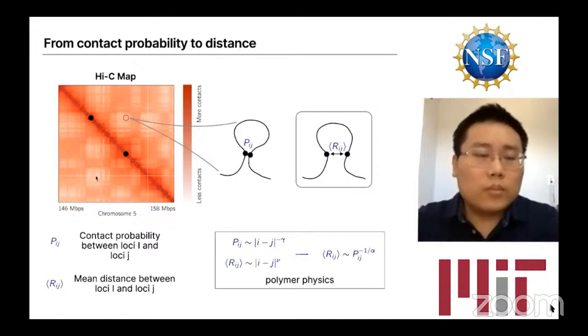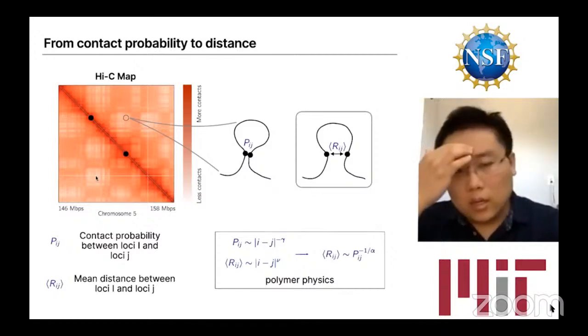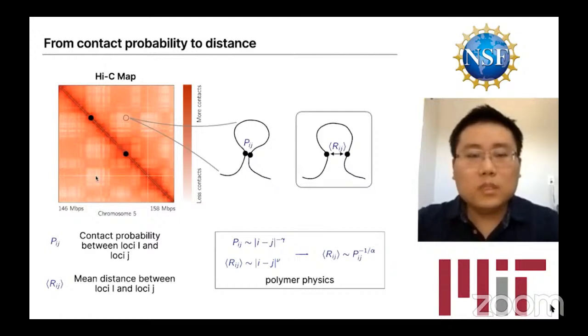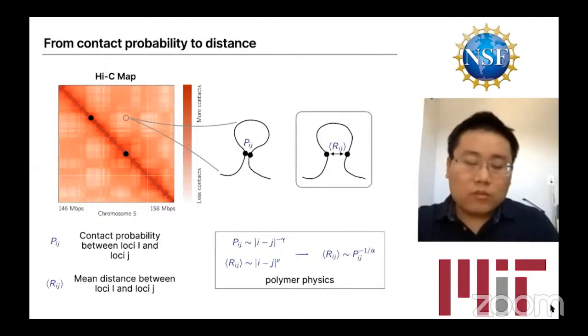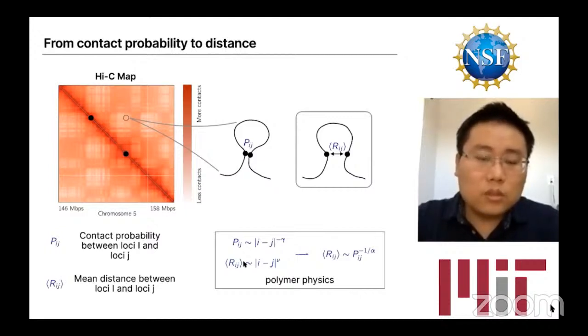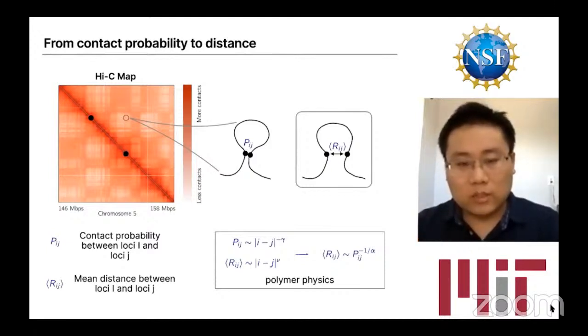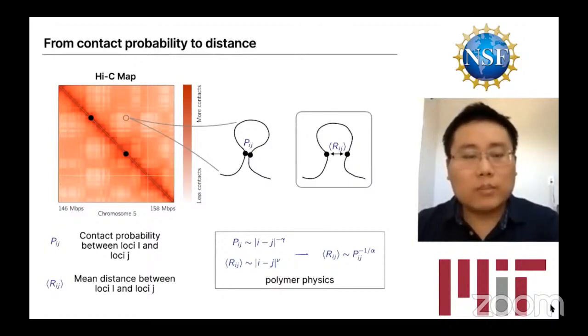This is a typical contact map from Hi-C experiment where each element represents the contact frequency or relative contact probability between a pair of loci, Pij. However, in order to have a three-dimensional structure, we need to know the distance between them, Rij, or at least the mean value of that, which is noted as a bracket notation here. So polymer physics tells us that there's actually a power law relation between contact probability Pij and the mean pairwise distance Rij, given by this relation where the value of alpha depends on the nature of the system.